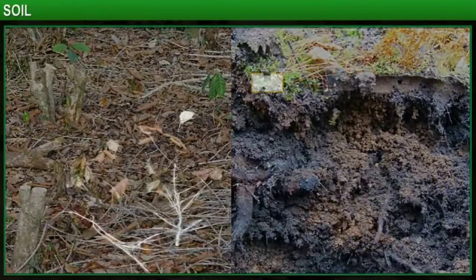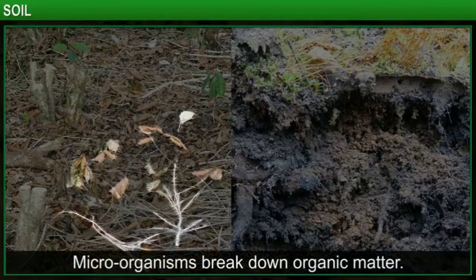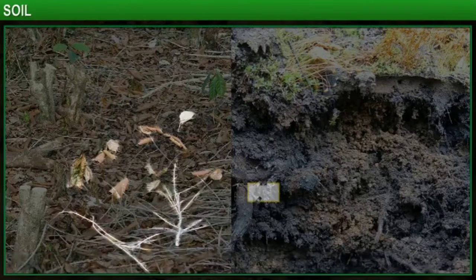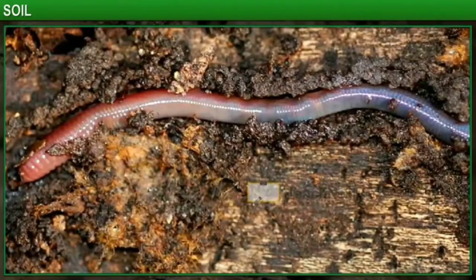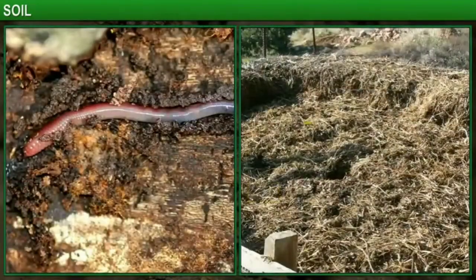Dead plants fall on the surface of the soil and decay. The process of decomposition is helped by microorganisms that break down the organic matter when they feed on it. Animals such as the earthworm leave their excreta in the soil, which helps to make the humus richer.